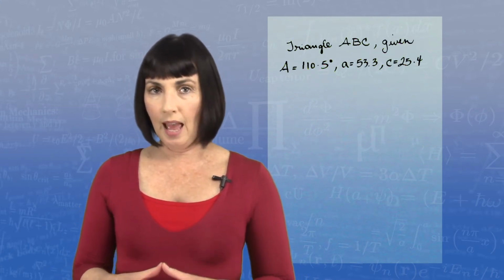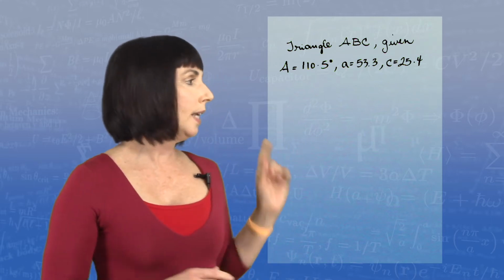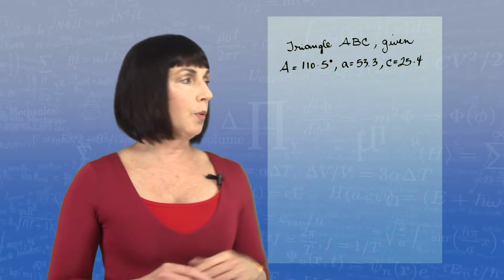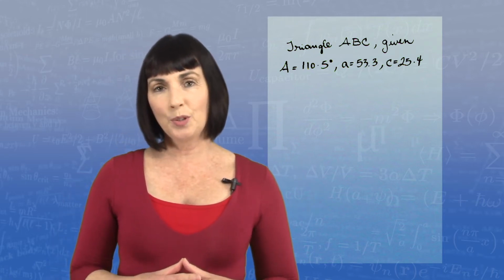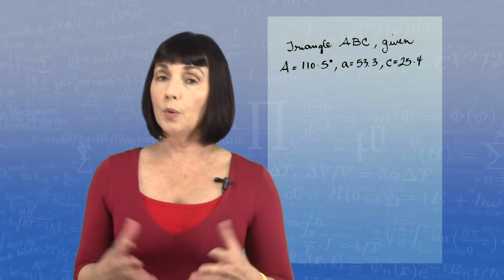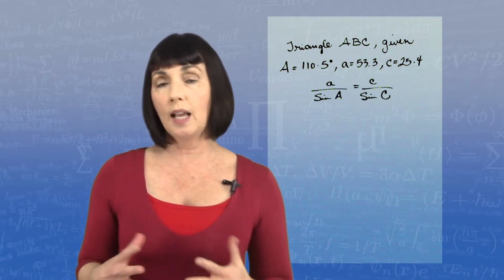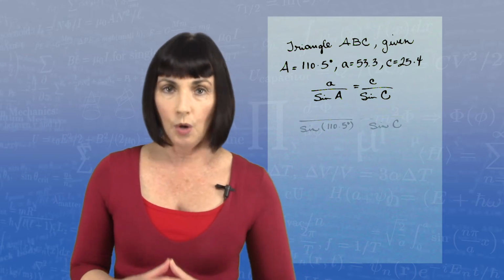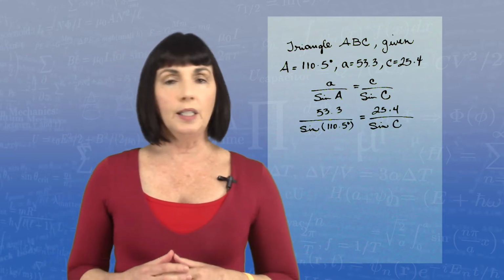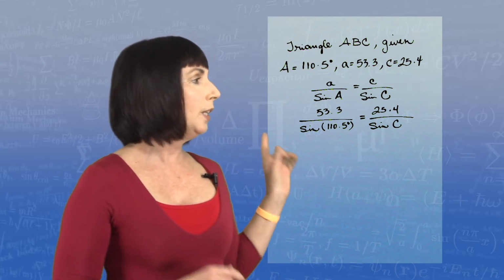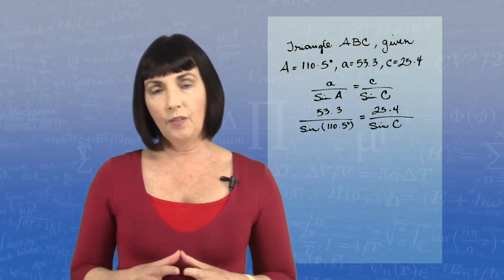Let's do an example and see how the law of sines works. For triangle ABC, we're given that angle A is equal to 110.5 degrees, side a is equal to 53.3, and side c is equal to 25.4. So according to the law of sines, a over sine A is equal to c over sine C. And plugging in what we know, we get 53.3 divided by the sine of 110.5 degrees is equal to 25.4 divided by the sine of angle C.